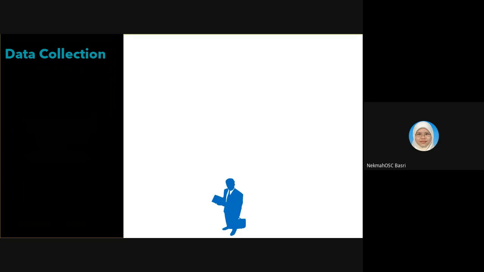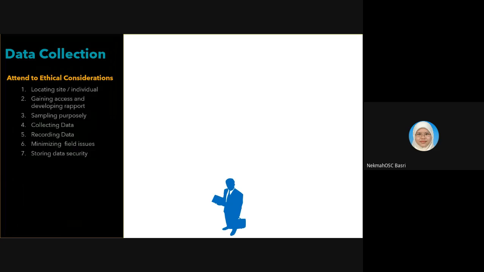Okay, about the data collection, we have to attend to the ethical considerations, where first we have to know the location, sites or the individuals related, gaining access and developing rapport. Say we want to interview Mr. A. First of all, we have to build good rapport with him, and after that, we do sampling purposely, collect data, and record, and also minimize the field issues and store data securely. That's a tenet of ethical consideration.